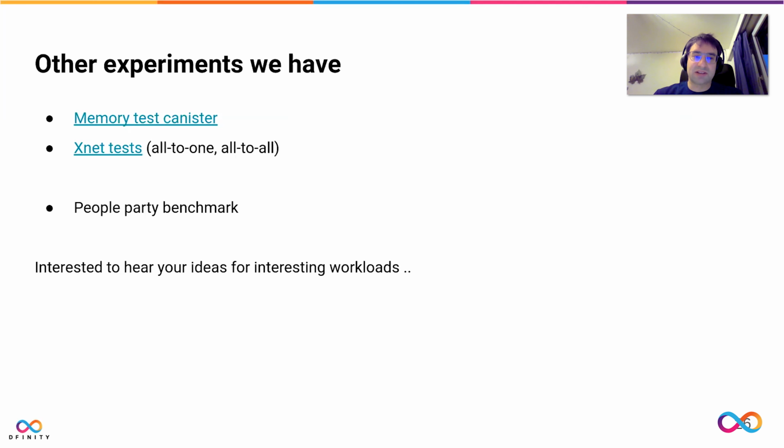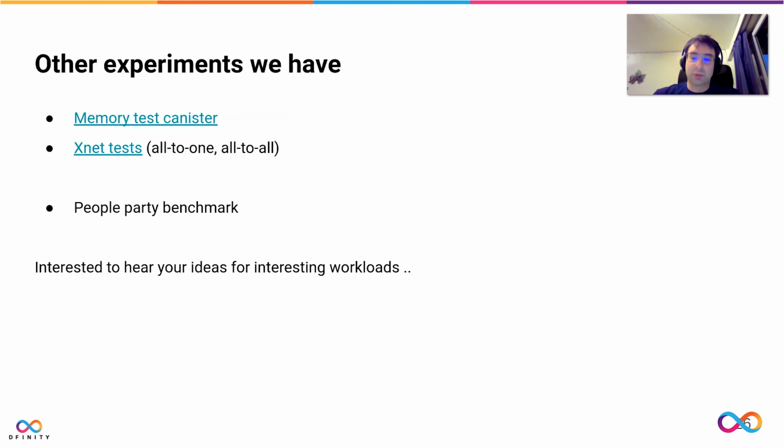All of the benchmarks I've mentioned so far are micro benchmarks, right? They are targeted at stressing a single well-known resource, essentially. But we are also working on some macro benchmarks that are perhaps more realistic in the sense that they provide really useful functionality. One of the first ones we have been doing recently is a benchmark for the People Party project.